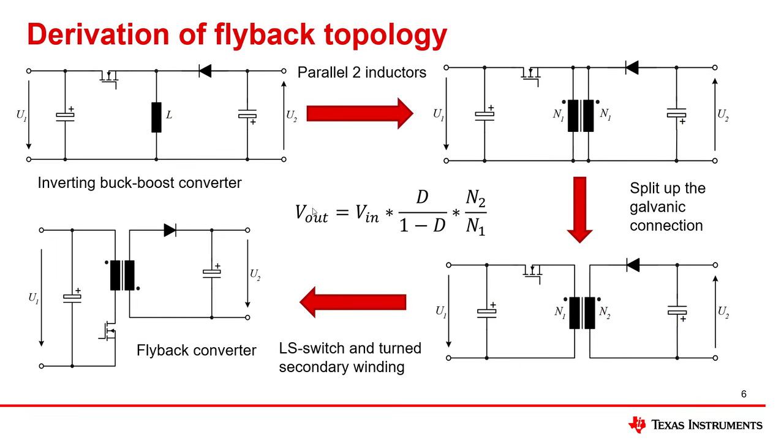The Flyback topology can be derived from a simple inverting buck-boost topology like shown in the upper left corner. First, the inductor is replaced with a coupled inductor. Now the galvanic connection is split up, the high side switch is moved to the low side for an easier control. If now the schematic is redrawn, the result is the known Flyback schematic like shown in the lower left corner. The output voltage can be calculated with the formula shown in the middle. It can be higher, lower or equal the input voltage. The turns ratio N2 to N1 allows a very high conversion ratio.